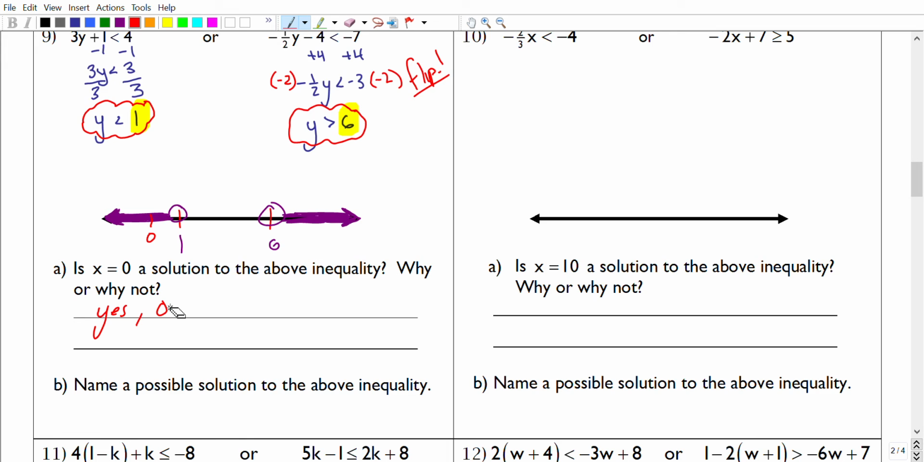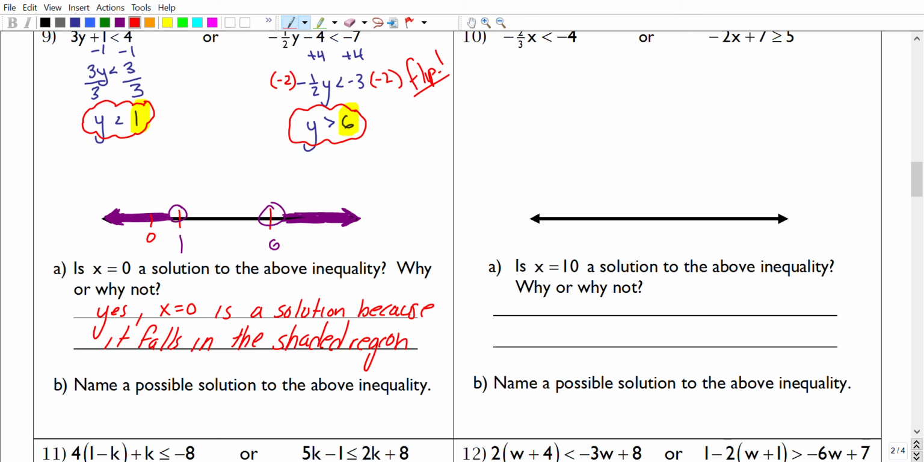X equals 0 is a solution because it falls in the shaded region. So again, all the values that are less than 1 are part of our solutions, and all the numbers greater than 6 are part of our solutions. So yes, 0 is less than 1, so it's definitely part of our solution.